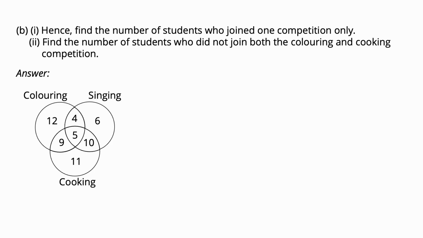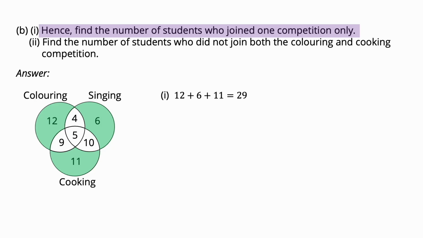B1. Hence, find the number of students who joined one competition only. These are the regions where students joined only one competition. 12 plus 6 plus 11 equals 29. Therefore, 29 students joined only one competition.